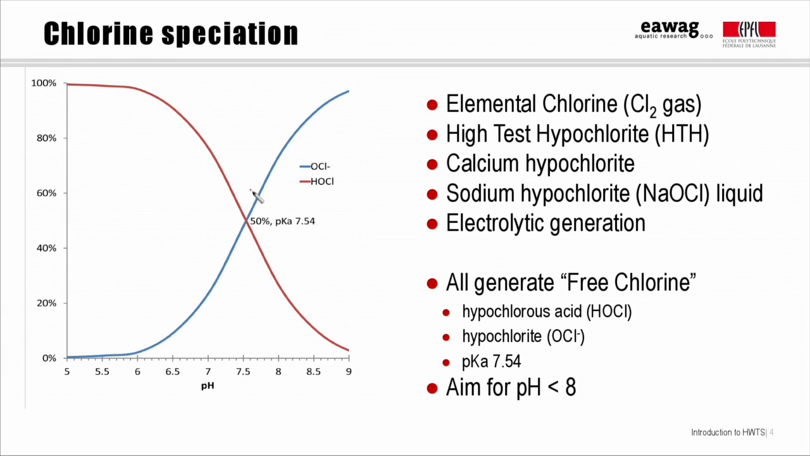This is important because hypochlorous acid, the one with the proton attached, is a much stronger disinfectant than hypochlorite. For this reason, it's recommended that water should always have a pH of less than 8 when chlorination is being applied, so that there's a reasonable amount of hypochlorous acid present.